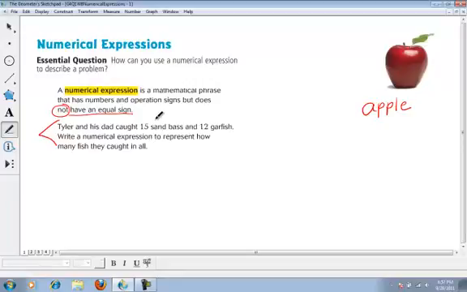Well, I know that Tyler and his dad caught 15 sand bass and they caught 12 garfish. So if I was in the boat with them and they had all of those fish in the boat, I would count all of them, and that would be like adding 15 plus 12. So this is my math language for writing Tyler and his dad caught 15 sand bass and 12 garfish. All right, let's look at another one.